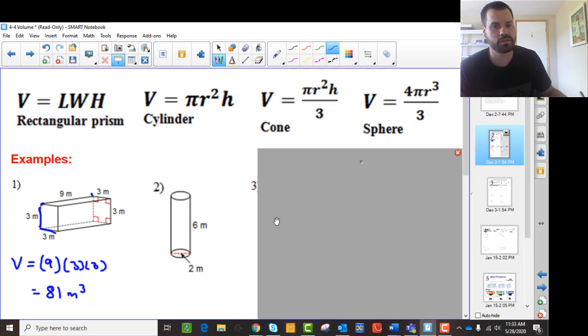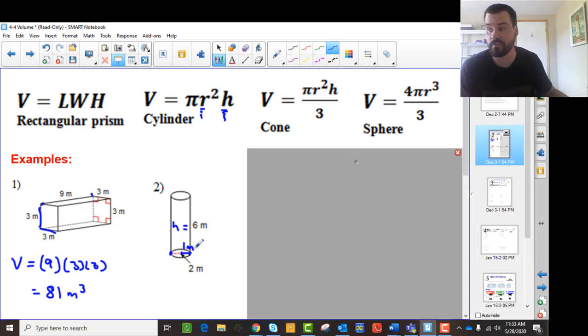Then we have a cylinder. A cylinder has 2 parameters you need to know, the radius and the height. Here the height is 6. And down here, you have to be able to figure out the radius from the diameter. The diameter is all the way across the circle. A radius is half of that. So if the radius is what I need, I take half of what I'm given. I'm given 2 as the diameter, so the radius is going to be 1. Then the volume becomes pi times 1 squared times 6, and that gives me 6 pi.